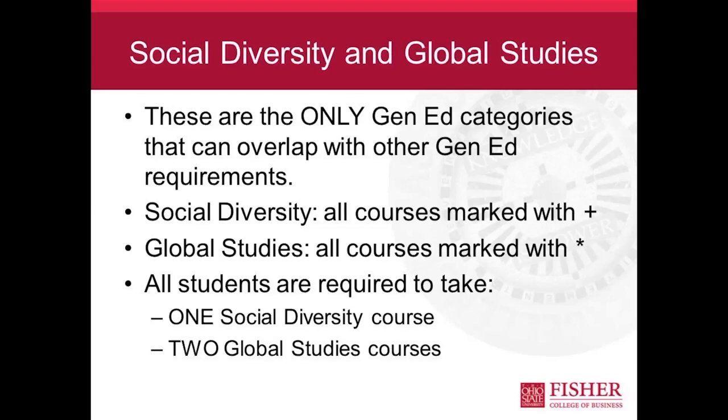Social diversity and global studies. These Gen Ed categories are unique because they may be overlapped with other Gen Ed requirements. On the Gen Ed course list, all courses marked with a plus sign are social diversity courses, and all courses marked with an asterisk are global studies courses. Students are required to complete at least one social diversity course and at least 2 global studies courses.